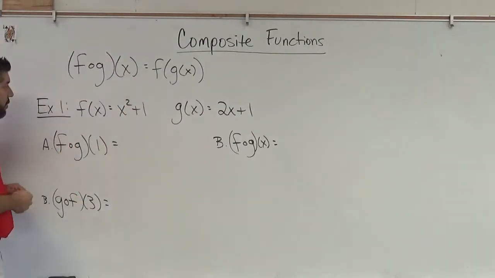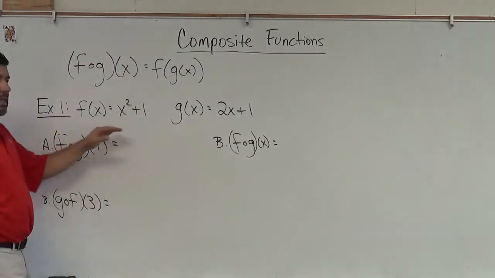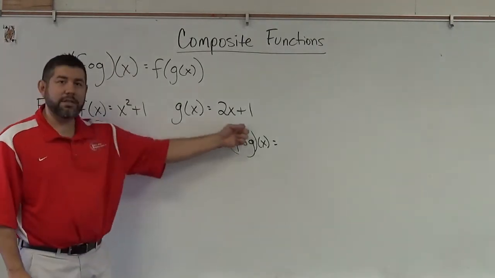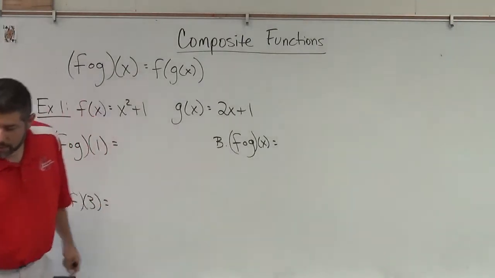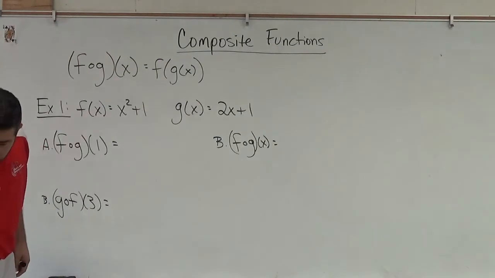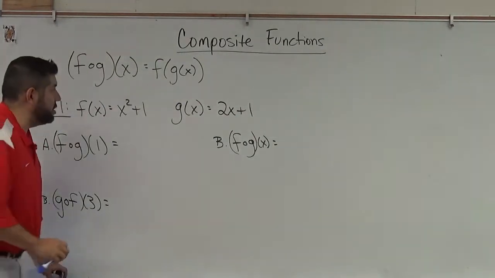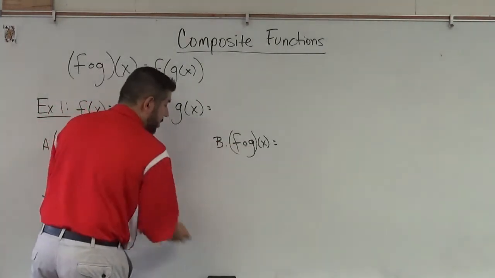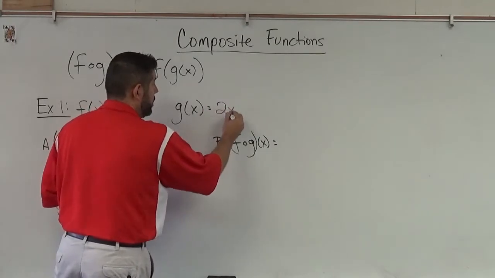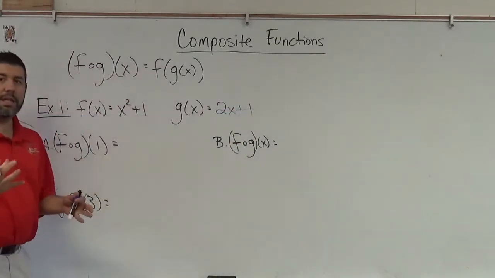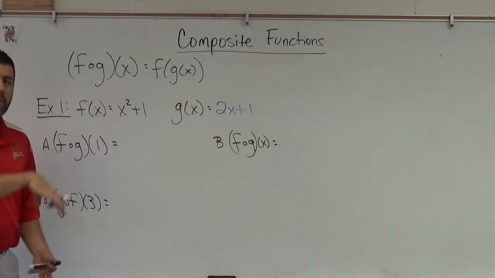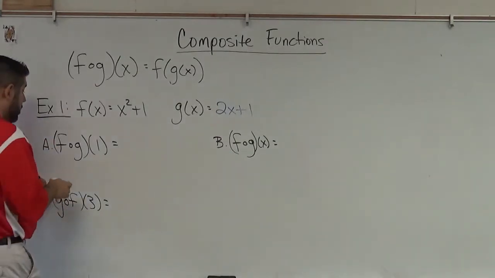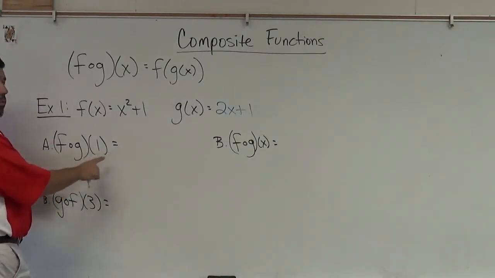So let's take a look at the first example here. f of x equals x squared plus 1 and g of x equals 2x plus 1. And just so we can give it a little color here, I'll make 2x plus 1 blue, so we can see which function's going into which one. Okay, so we want f of g of 1.